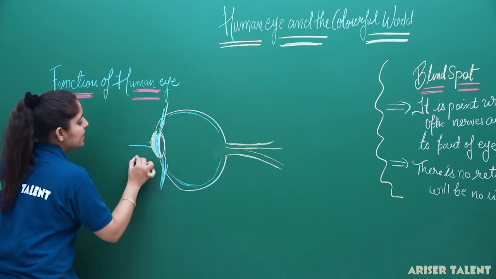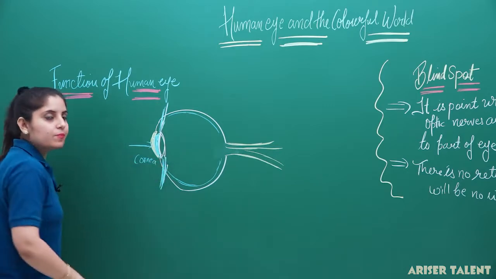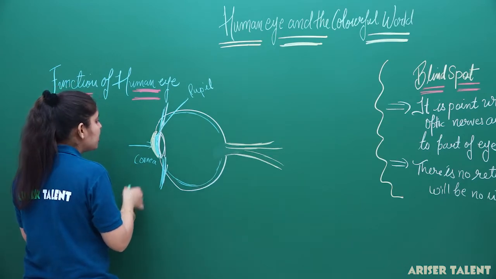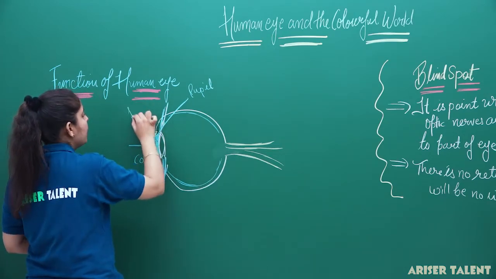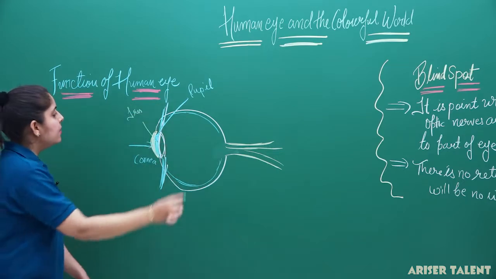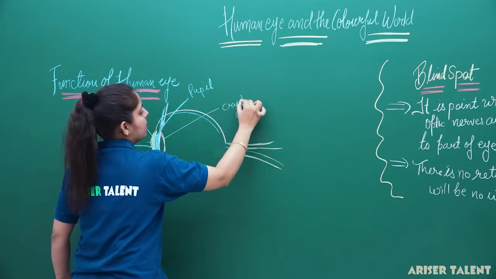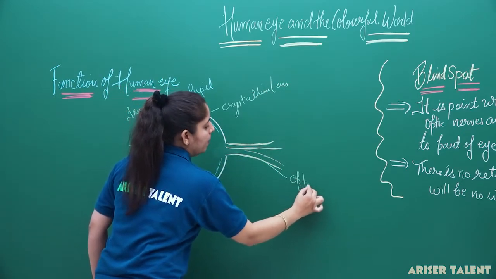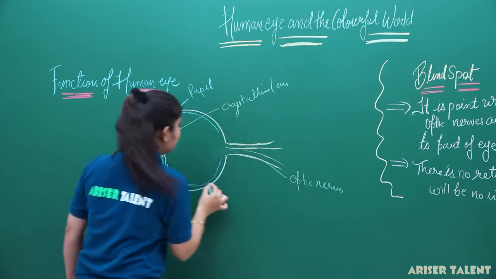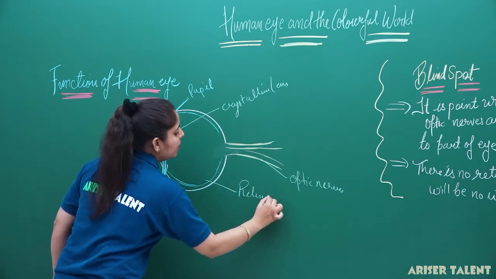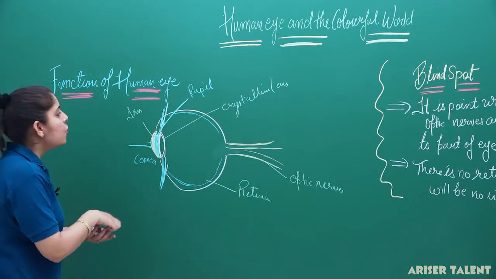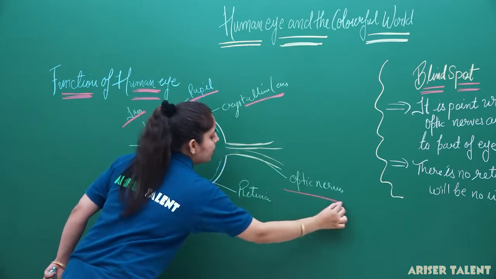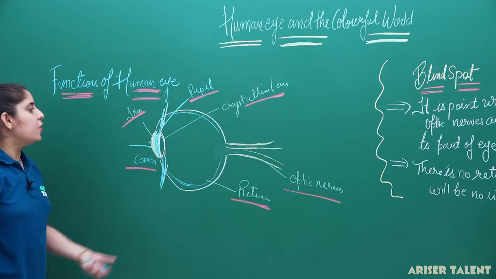Now, this bulging part is known as the cornea. This is our pupil, and in this pupil a hole is situated that is black in color, and that is known as the iris. This is our crystalline lens. These are our optic nerves. And this is the retina, where the image is going to be formed. So these are the parts of the human eye: iris, cornea, pupil, lens, optic nerves and retina. These are the important parts of the human eye.